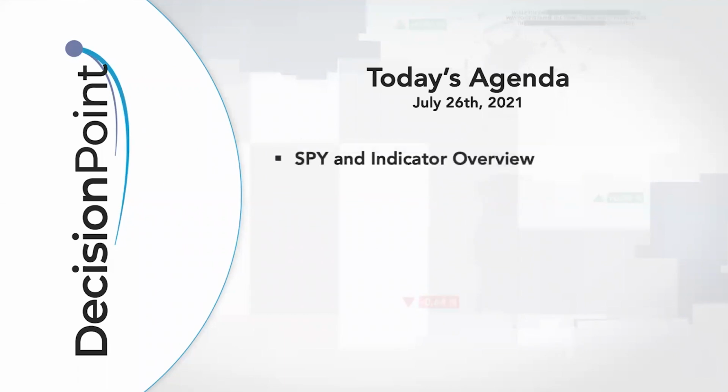We are going to do our regular SPY and indicator overview. I'm also going to talk about something that's relatively new to Decision Point reports, and that is bias assessment. Carl came up with some great indicators, but I actually came up with some ways to view bias using them. So we're going to talk a little bit about that and how I do that.